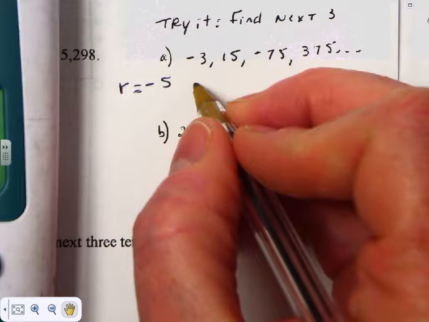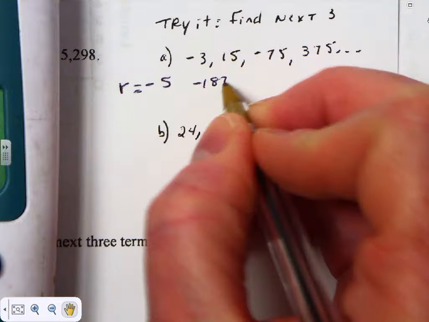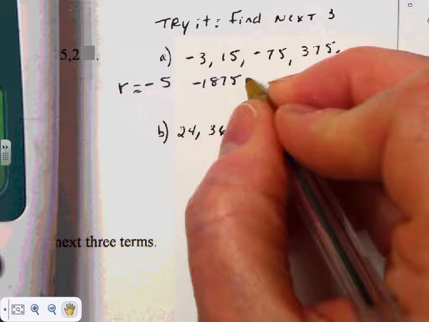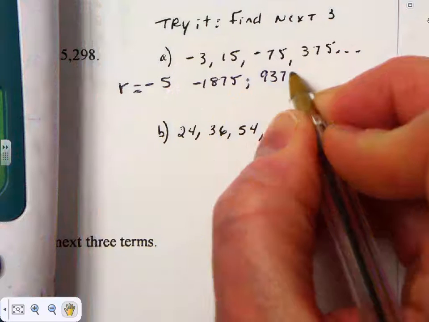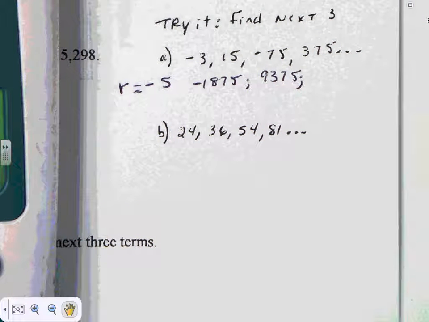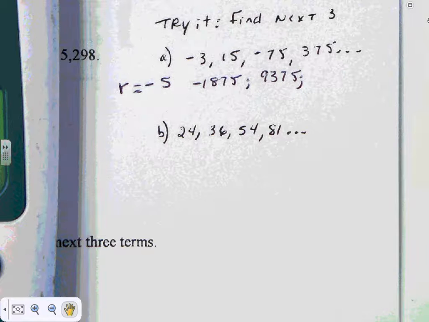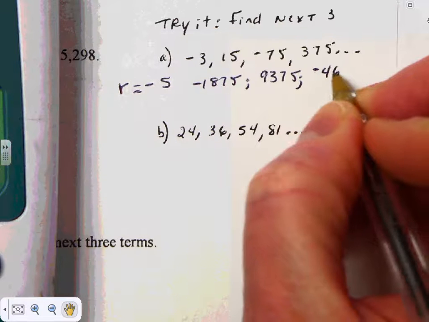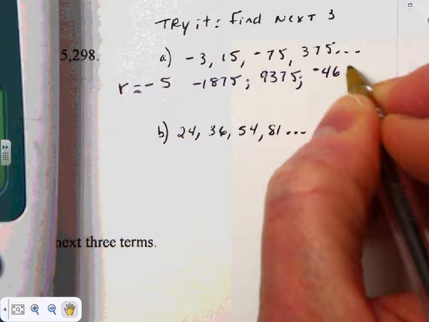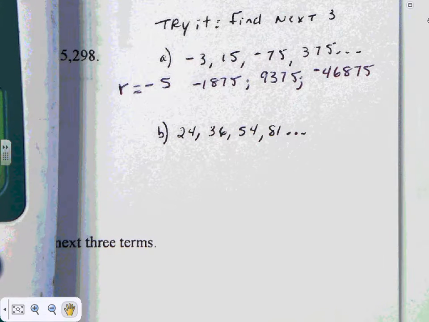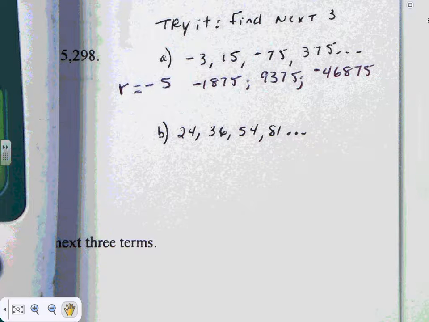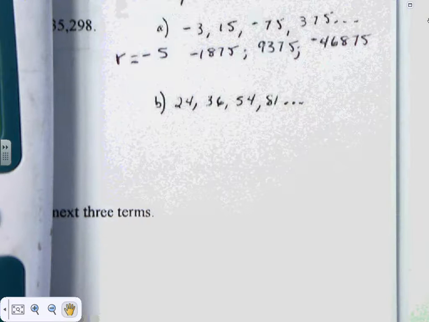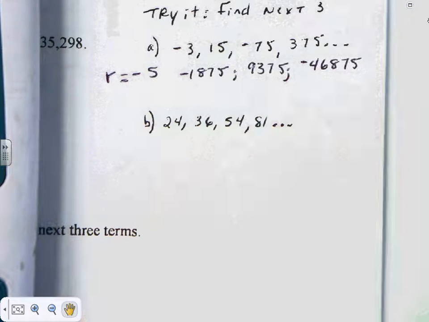Oh, too fast. Oh, I hope that's right. Negative 46,875? Yes. Wow, that seemed too quick, huh? All right. Are you good with this idea? Sweet. See if you can find the ratio on the bottom. Try it B there. Again, start at the back.